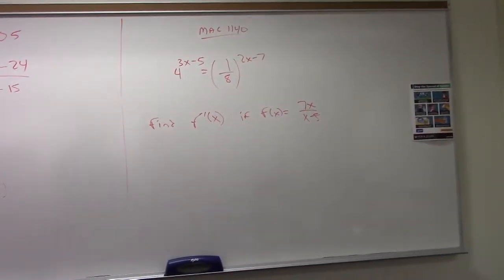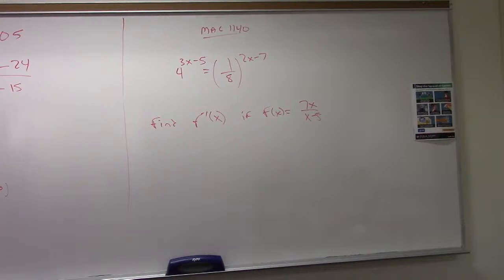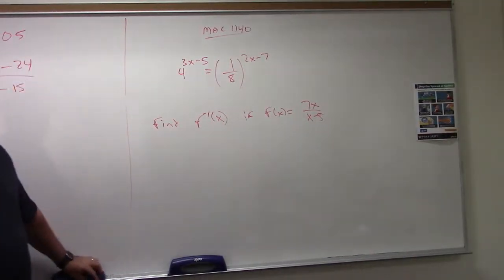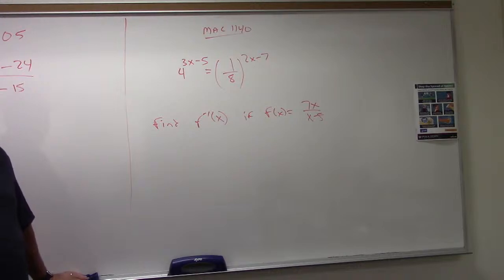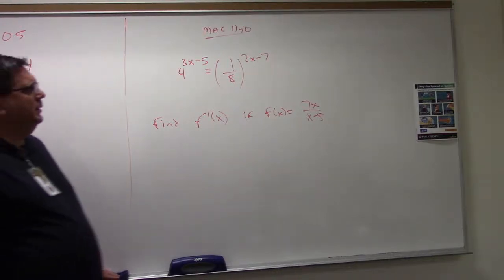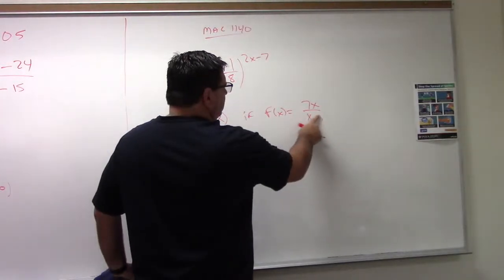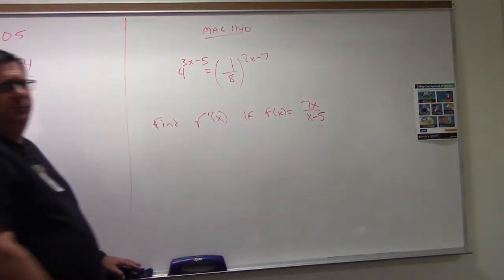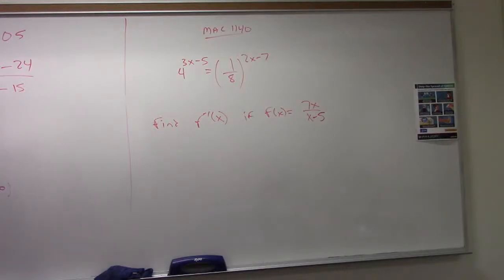I kind of forgot what the denominator was for the second problem, so I just put the x minus 5 underneath the 7x. X minus 5? Yeah, that's what it was. Okay. All right.